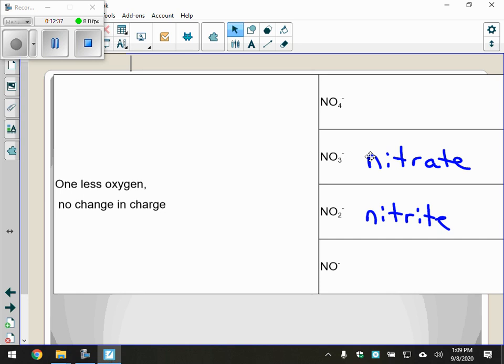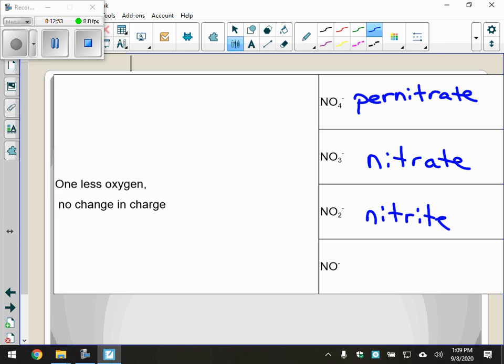So if this is nitrate, which happens to be NO3 1 minus, if I add another oxygen, notice the only thing that changes is the number of oxygens. So now I add one more oxygen. This is always called pernitrate. So we put the prefix, I guess you want to call it, per in front of there. So that's called pernitrate.